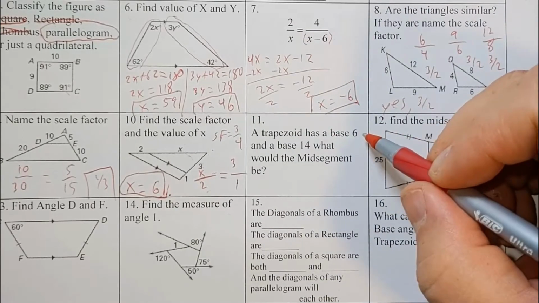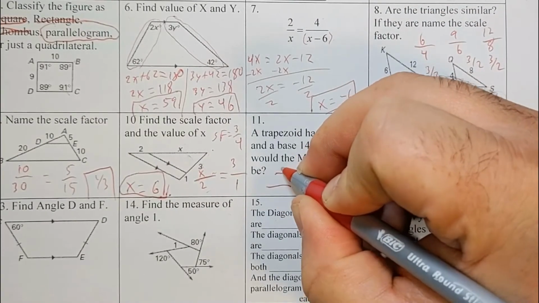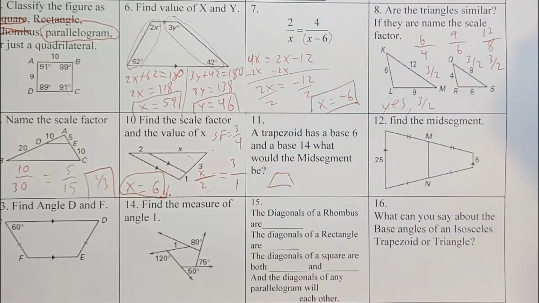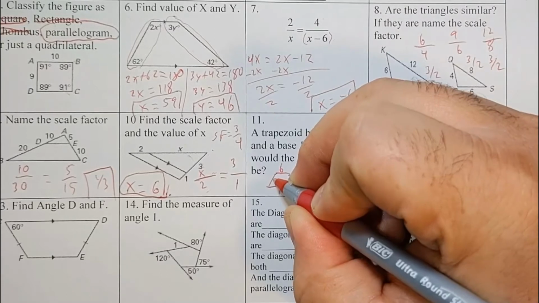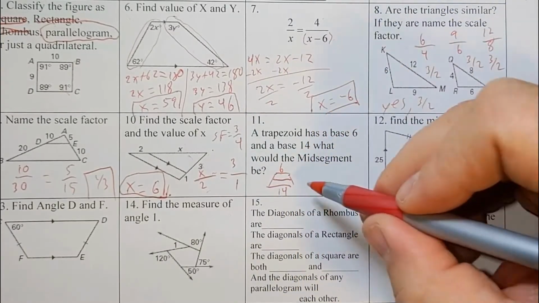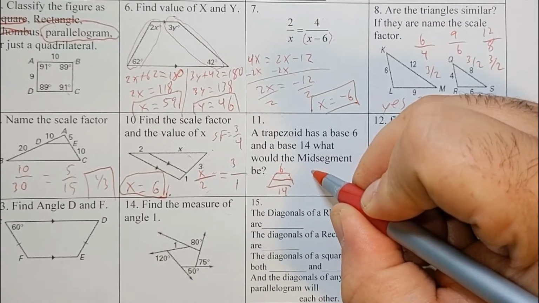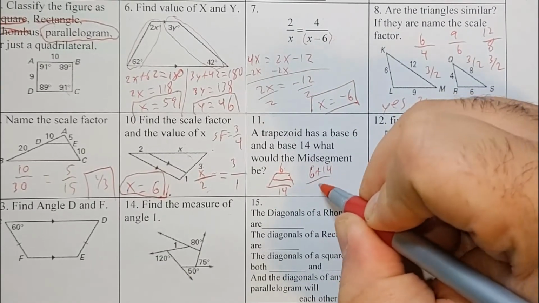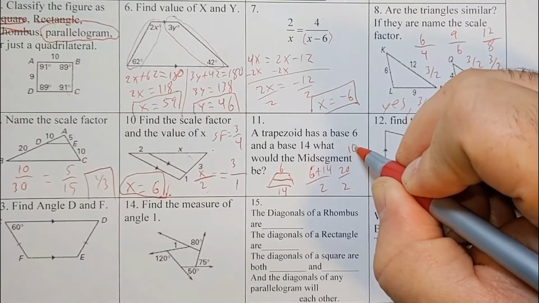Number 11, a trapezoid has a base of 6 and a base of 14. What would be the mid segment? If you draw yourself a little trapezoid just to keep the information, if you have 6 and 14 and you're looking for the mid segment across it, you're looking for something that's halfway between 6 and 14. The way you do it is you average the numbers. 6 and 14 divided by 2, so that'd be 20 divided by 2, and your answer is 10.